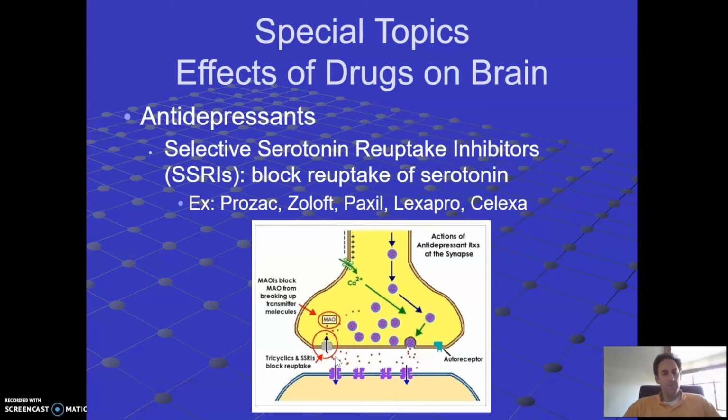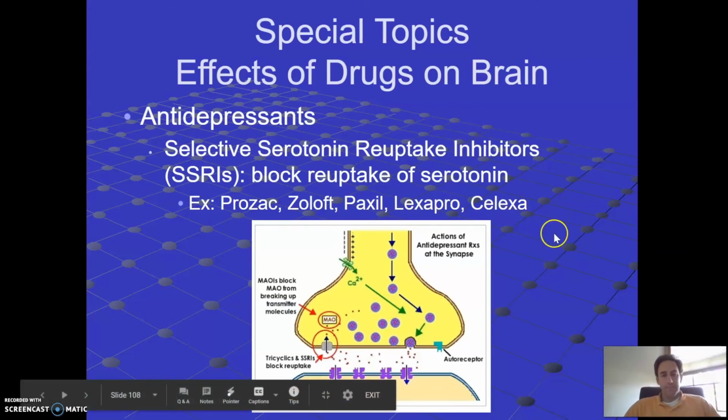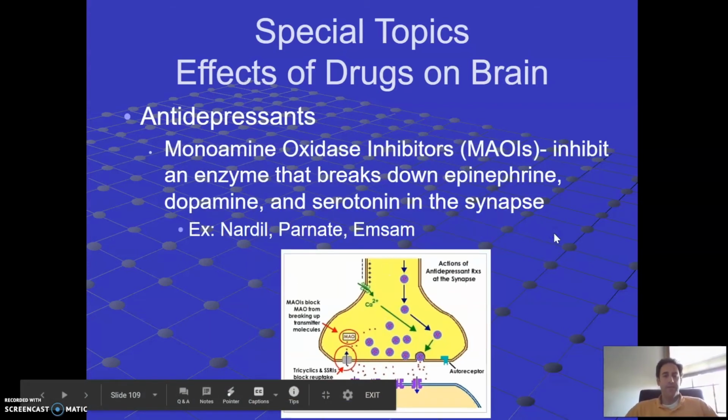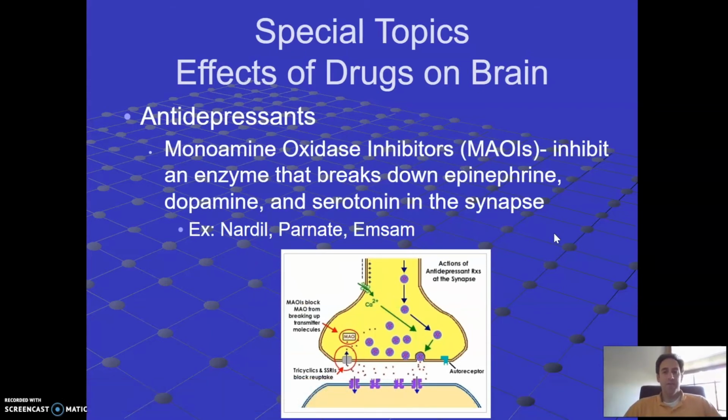So it really is very, very biochemically and molecularly based. So just like a diabetic would take insulin to correct an imbalance, someone who is experiencing depression would take an SSRI to correct the imbalance. So another category of antidepressants are monoamine oxidase inhibitors, or MAOIs. These inhibit an enzyme that breaks down particular neurotransmitters: epinephrine, dopamine, and serotonin in the synapse. So examples, these are Nardil, Parnate, and Emsam.